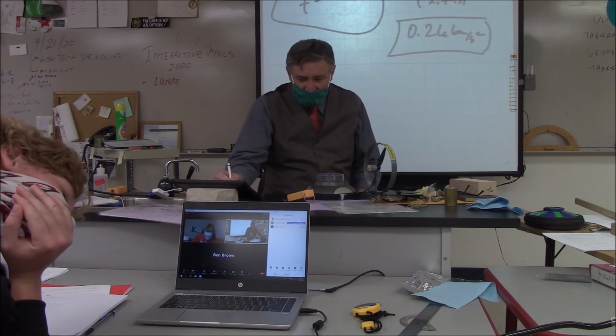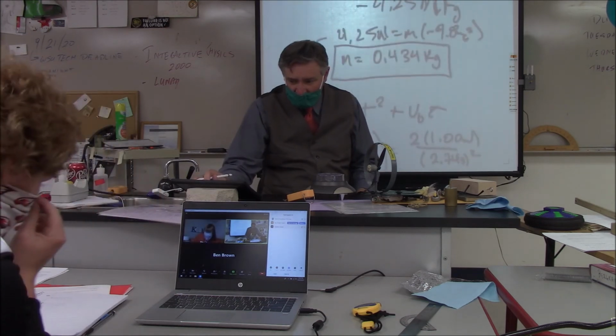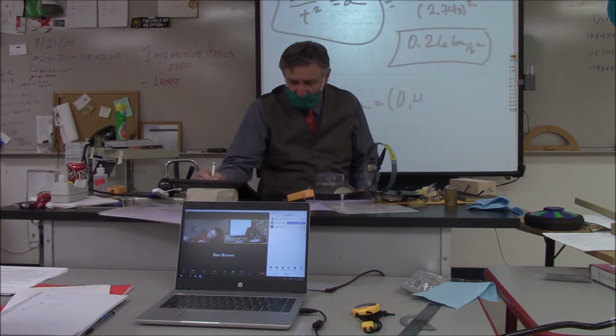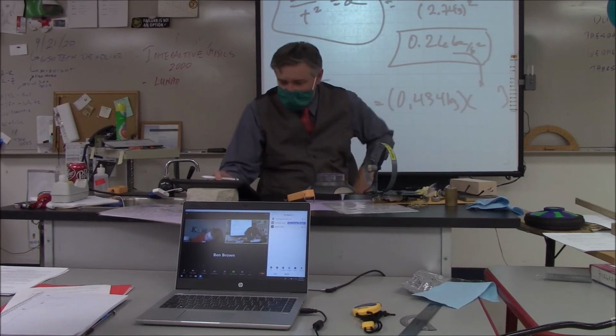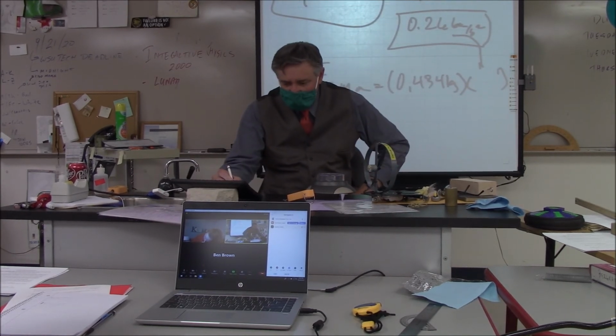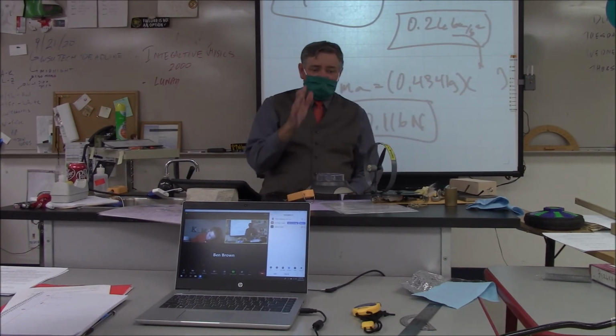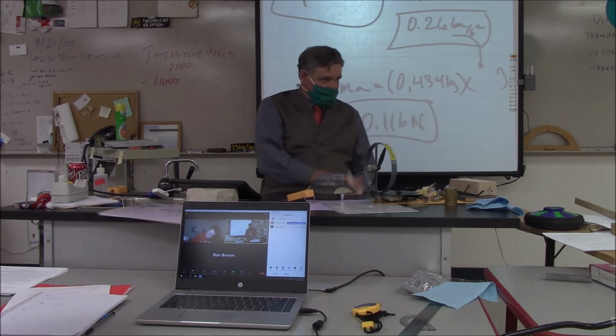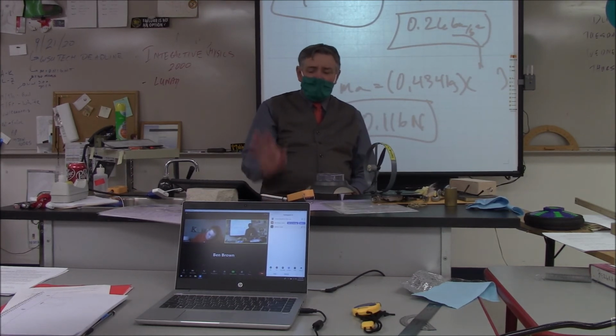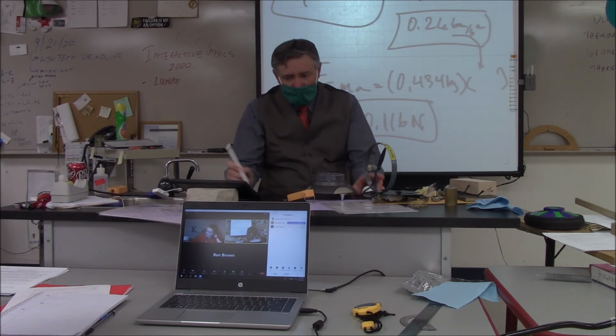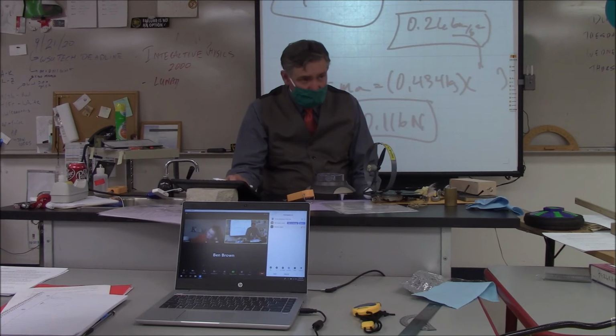Now all we have to do is F equals ma. So we said the mass was 0.434 kilograms, and the acceleration was 0.266 meters per second squared. So Aiden, take 0.434 times 0.266. 0.116 newtons. So that's the force that's available to accelerate the fan. Now, here's what I want you to look at. This is the force created by the fan, 0.116 newtons.